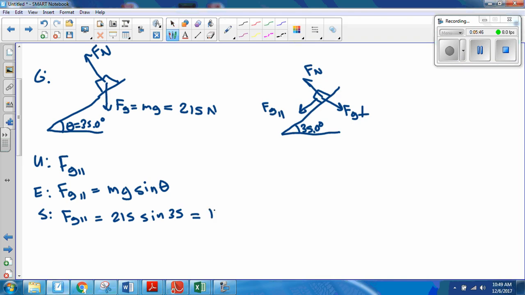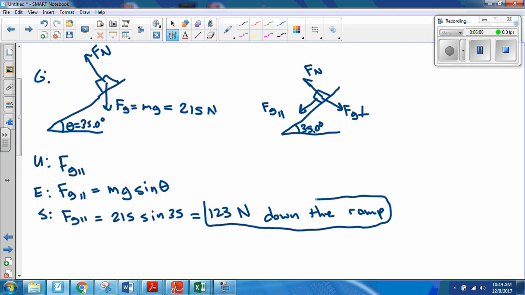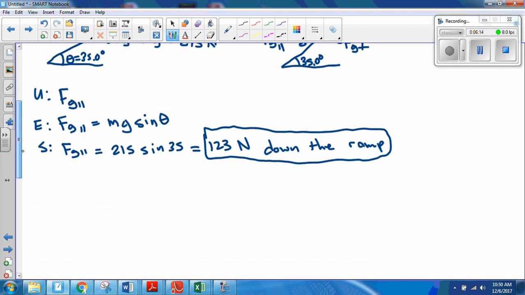Is equal to 123. What's the unit for force? Newtons. And which direction was this going? Well, not straight down, but down the ramp. Very good. Down the ramp. Okay, so go ahead and box that, because that's an answer. And we always want to be able to find the answers, correct? Yeah. All right, so the next question is, what is Fg perpendicular?